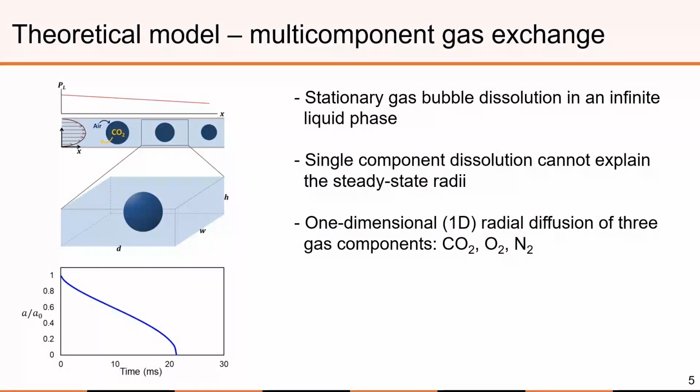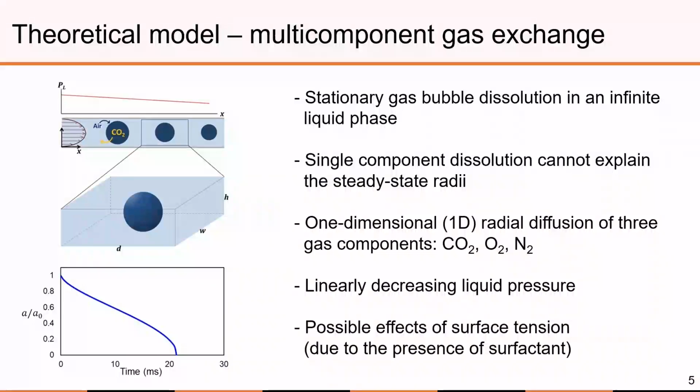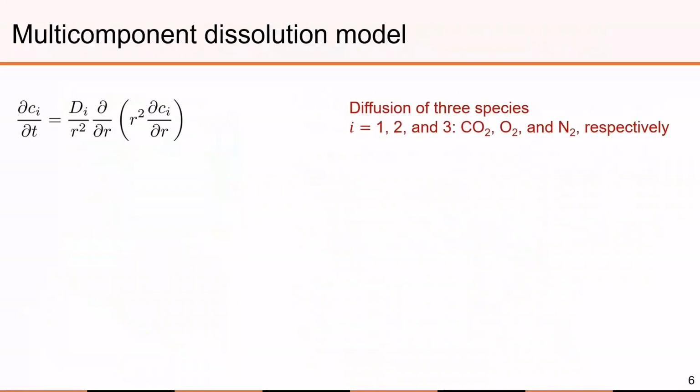Since air is mostly nitrogen and oxygen, we solve for one-dimensional radial diffusion of 3 gas components around a spherical bubble. We also consider the effects of linearly decreasing liquid pressure as we are following a bubble in a channel flow. And finally, we include the influence of surface tension as we are using surfactants in the experiments. Now let's look into the equations.